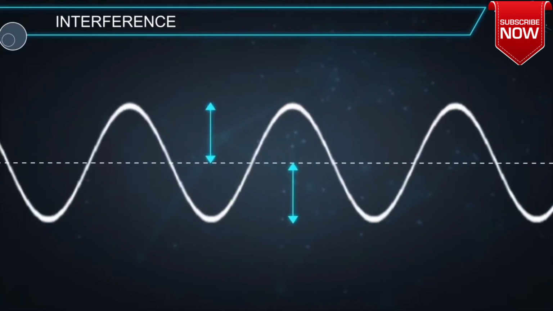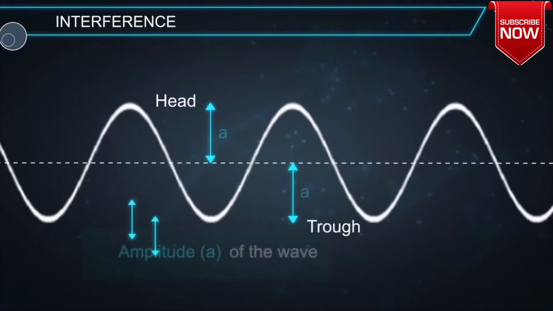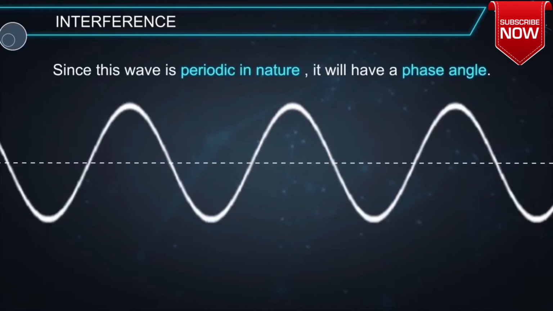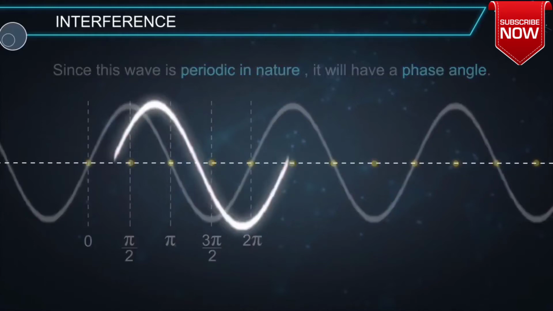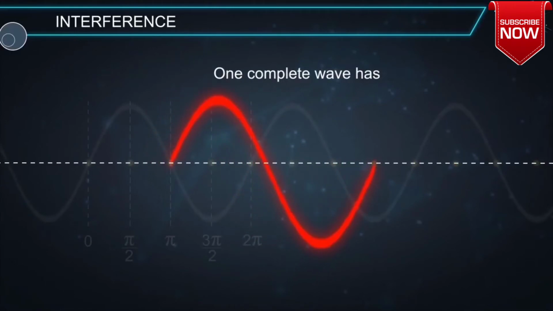The maximum height of the crest or trough is known as the amplitude of the wave. Since this wave is periodic in nature, it will have a phase angle. The phase angle at this point is 0, this point is pi by 2, this point is pi, this point is 3 pi by 2, and this point is 2 pi, and so on. Therefore, we can say that one complete wave will have a phase angle of 2 pi.